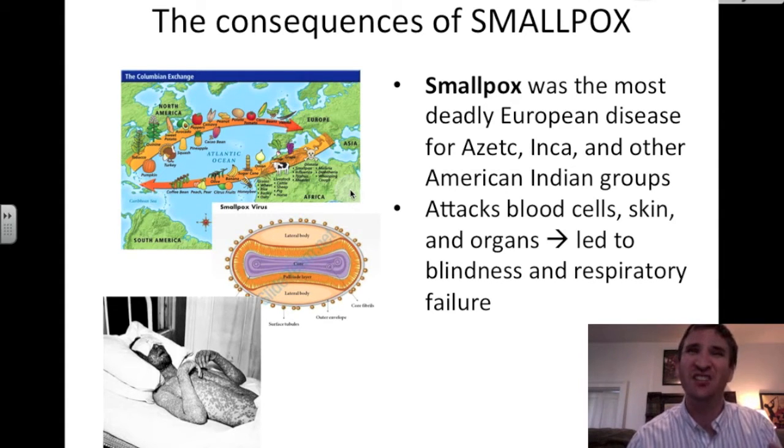What did smallpox do that made it so deadly? Well, this virus, and you see it here, a diagram of it, it attacks blood cells, it attacks the skin and organs of your body, and it leads to blindness and respiratory failure. And this is a man lying in a bed. It looks like he has the smallpox virus because he has those red poxes on his skin.